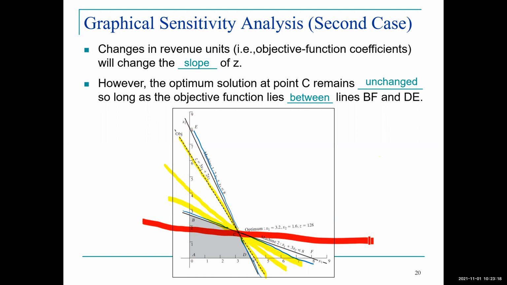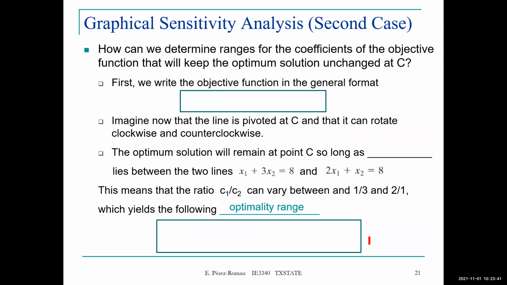So that's why for the sensitivity analysis of the objective function, we have to be aware that we can make changes to the objective function coefficients. We can apply the sensitivity analysis as long as we don't go outside these bounds. Okay, so that's what we are going to identify now. So how can we determine the range for the coefficients of the objective function that will keep the optimal solution unchanged at point C?